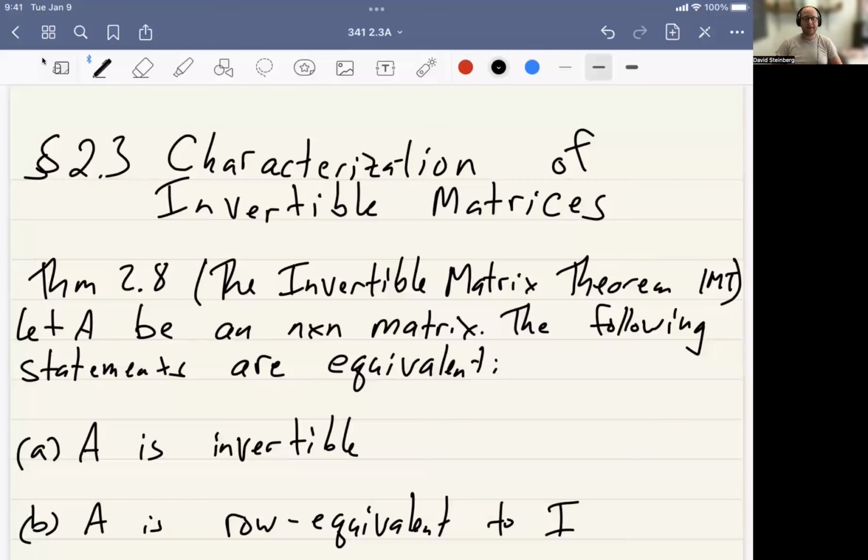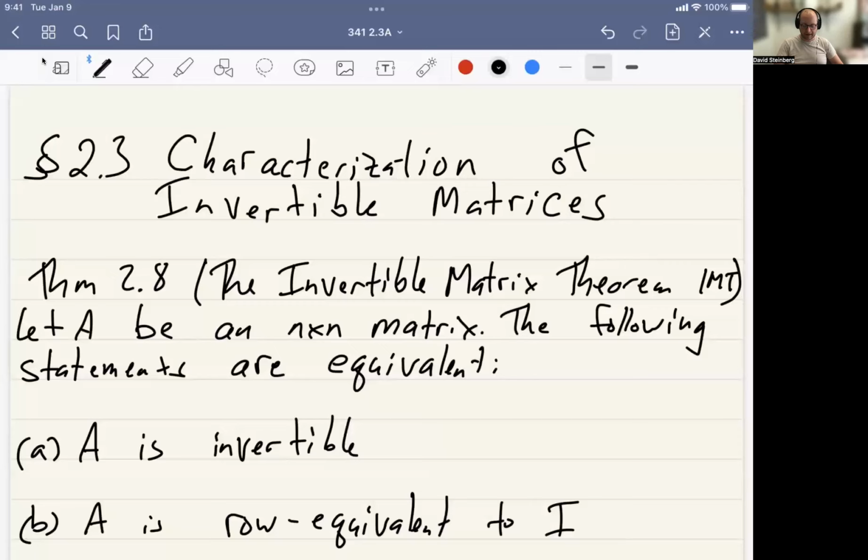Let A be an n by n matrix. All of the following 12 statements are equivalent, which means if one of them is true, they're all true. If one of them is false, they're all false. So we'll start listing off these statements. The first is that A is invertible. So all of these statements are equivalent to A being invertible.